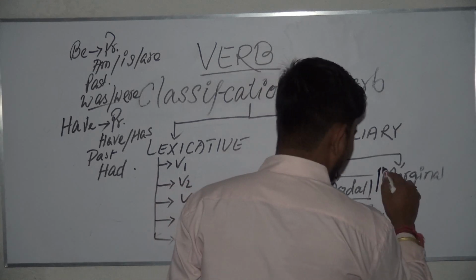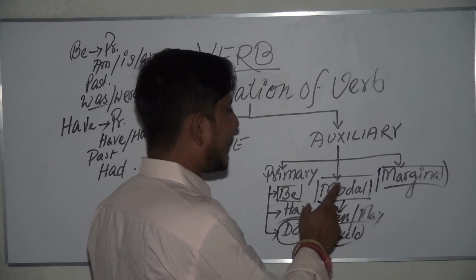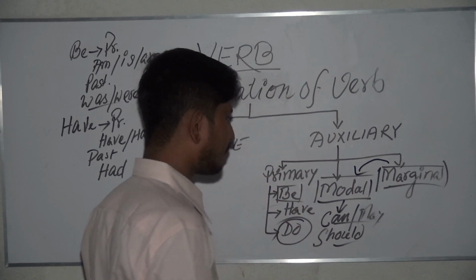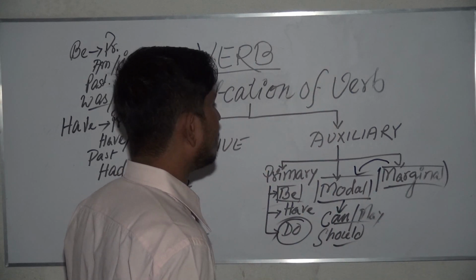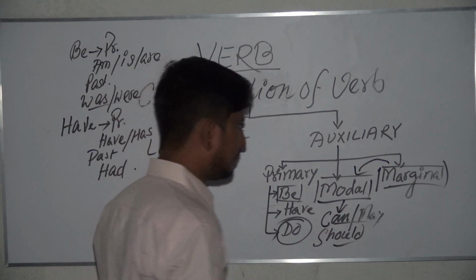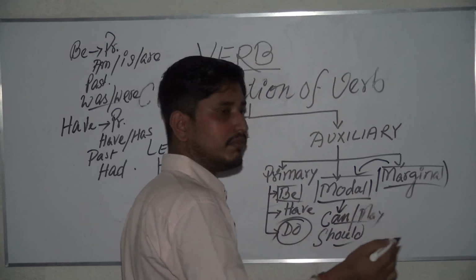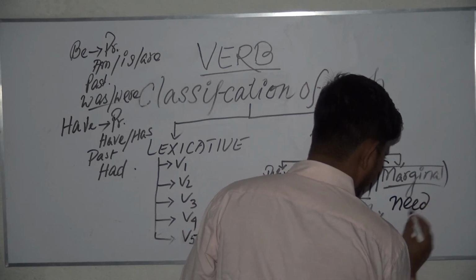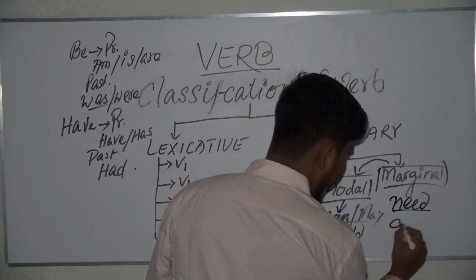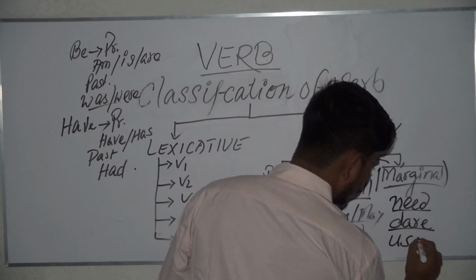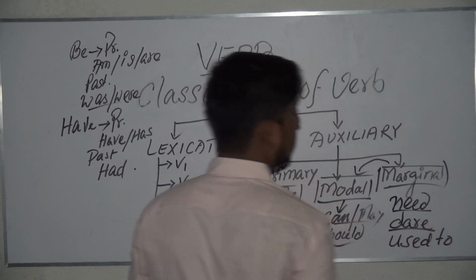And number 3, there is marginal verb. So marginal verb is similar like modal auxiliary, but they are categorized into another category because of some extra features. Now I am writing the examples of marginal auxiliary verbs, that is need. Number 1, dare. Number 2, used to. It's the number 3.